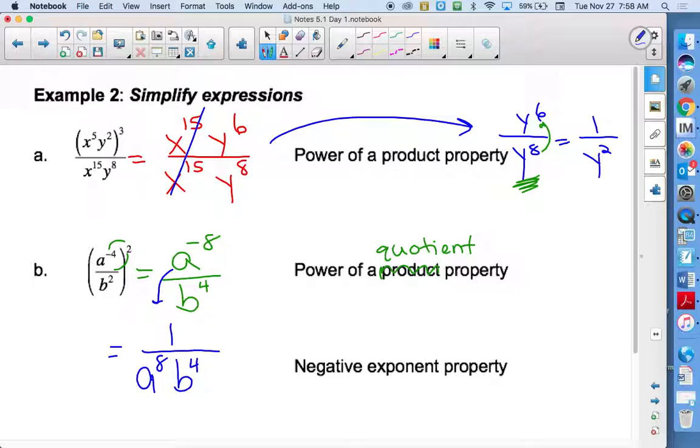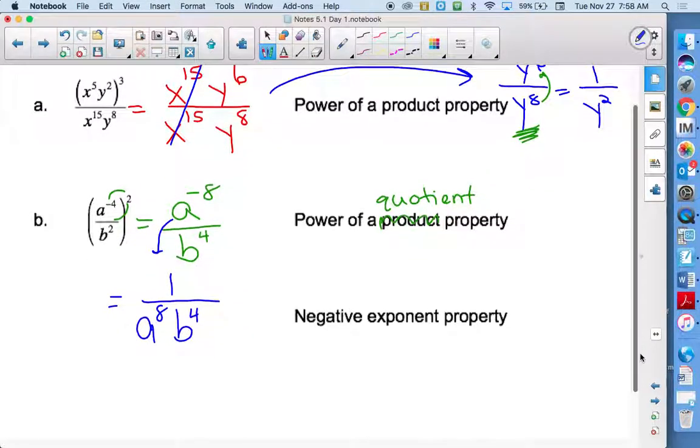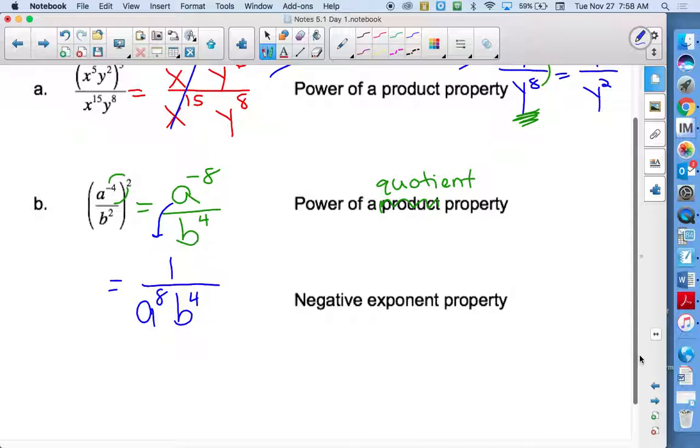So she said a to the negative 8 gets moved to the bottom. To make it a positive exponent, you bump it to the denominator of the fraction. You already had b to the 4th there, so it just goes next to b to the 4th. They're getting multiplied together. The 1 is now on the top because we moved the a to the negative 8 to the denominator. So 1 over a to the 8th, b to the 4th. Something is simplified when you no longer have negative exponents and when you have variables that are different that cannot be combined. Questions?